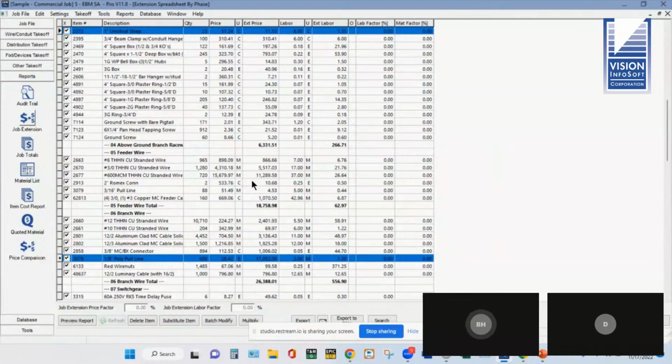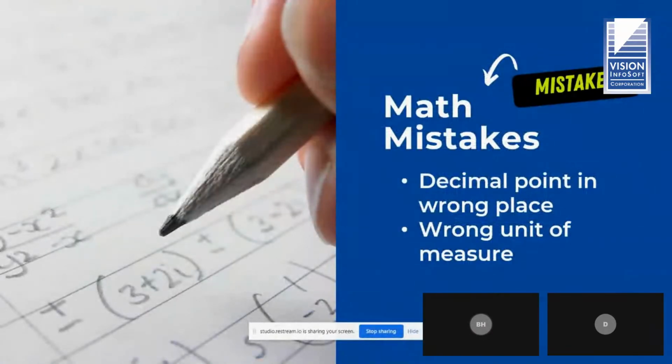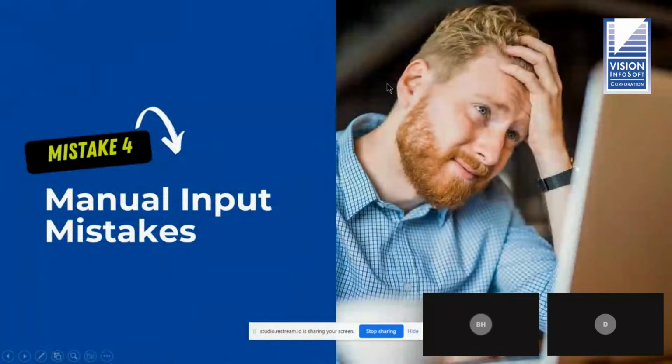The best way to catch that, I think I've got a slide coming up on this. Let me go back for a second to the slideshow. I'll come back and show you that report in a minute, because there's actually a report in EBM that'll help you catch those kind of things. Manual input is something that's hard to avoid again too. If you input 1,000 feet and it should have been 10,000, or vice versa, you put in 10,000 and it should have been 1,000. Those mistakes are probably the hardest to catch.